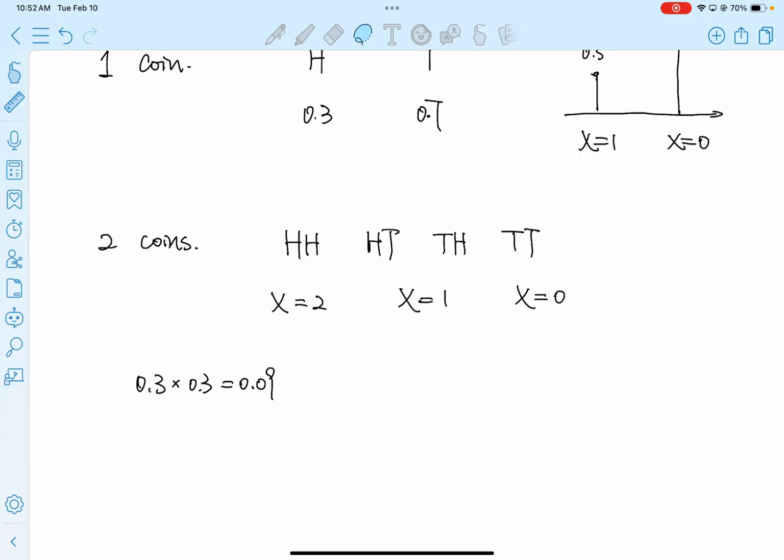And then for the 2 cases in the middle, we will have one head 0.3 multiplied by one tail, that is equal to 0.21. But is that the probability for observing, or that we can assign to the case where x equal to 1 or not?